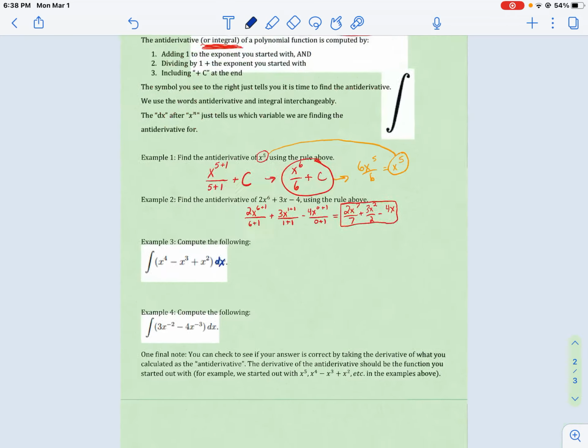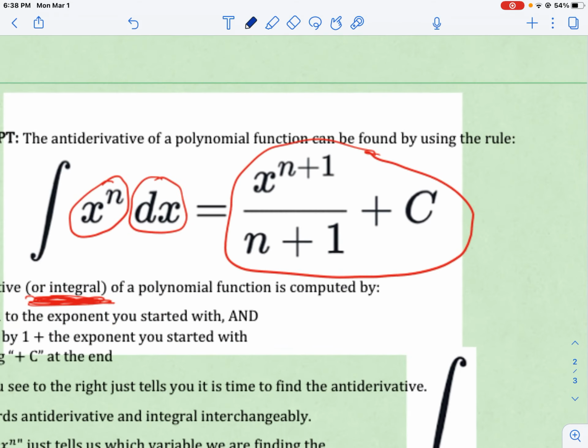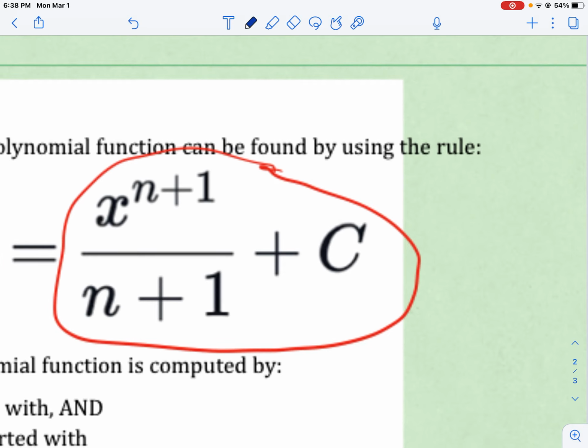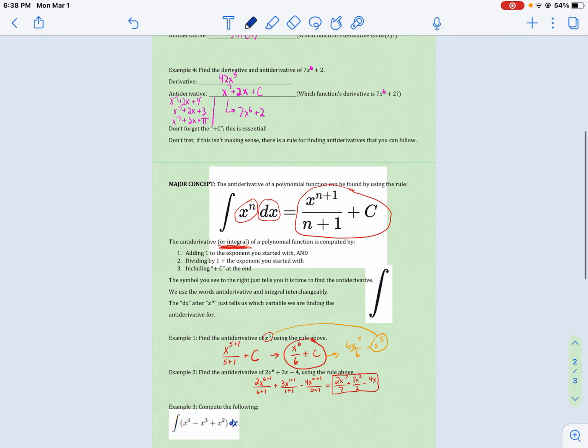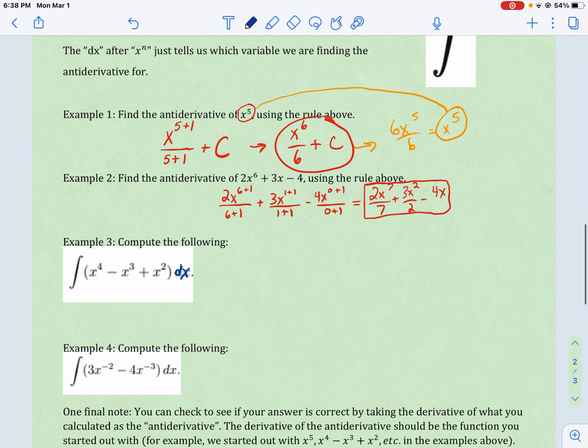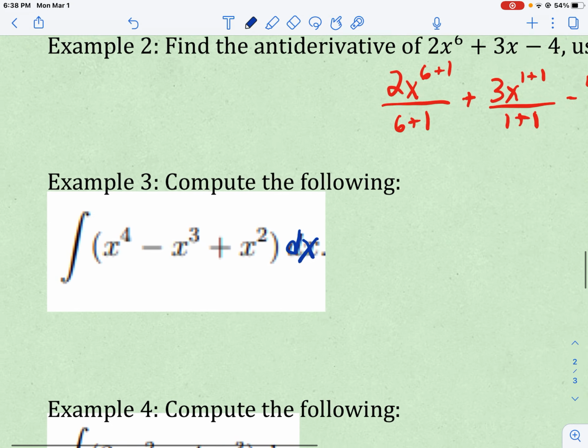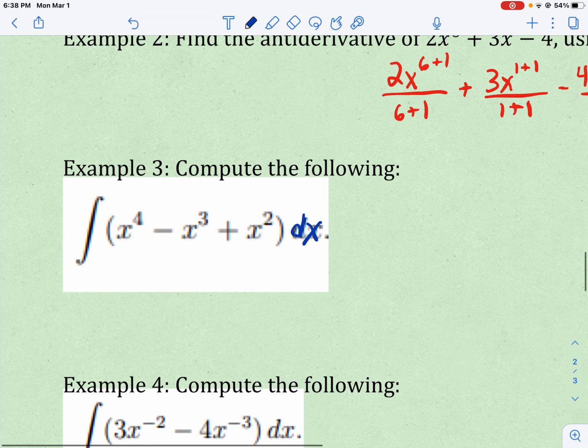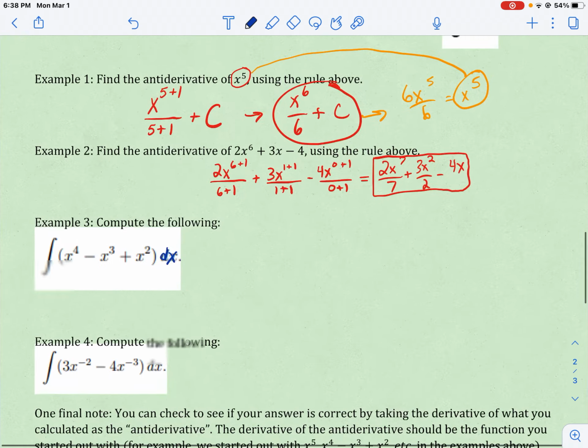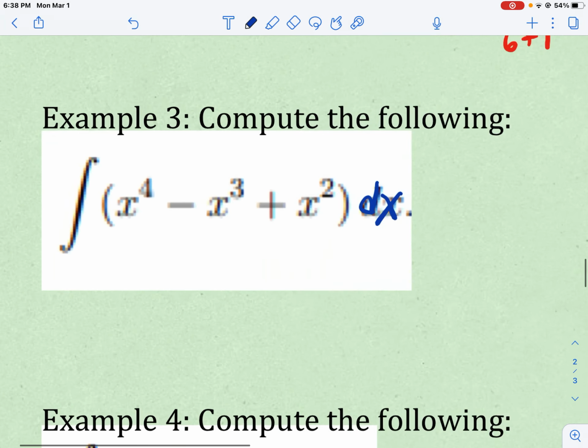So again, I'm just going to use that rule up here. Once you get used to using the rule, it'll be like second nature to you. But I'm going to write it out, and I suggest you write it out as well in long form so you don't make a mistake. You don't want laziness to be the reason why you don't do well.